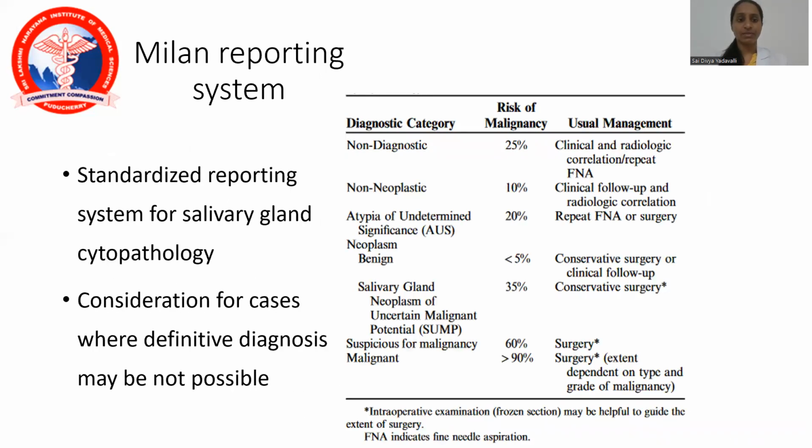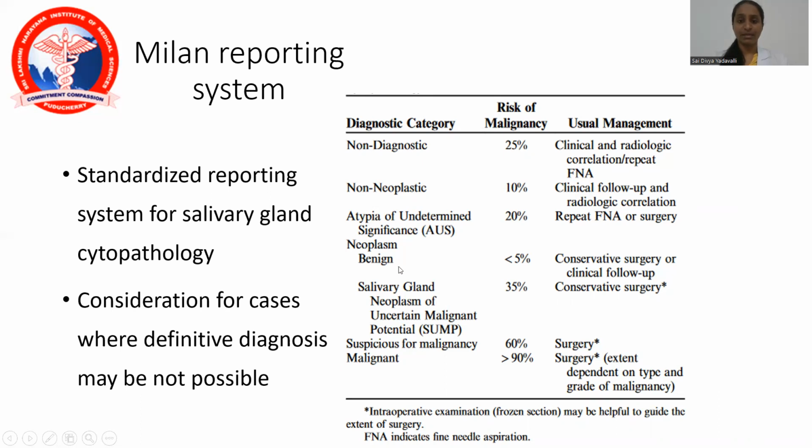So the Milan system of reporting is a standardized system used for reporting the cytopathology appearing from salivary gland. This is considered for cases where definitive diagnosis may not be possible. The categories under the Milan system can be non-diagnostic, which means a repeat FNA might be required; non-neoplastic, where only clinical follow-up may be sufficient; or the mass can contain atypia of unknown significance.